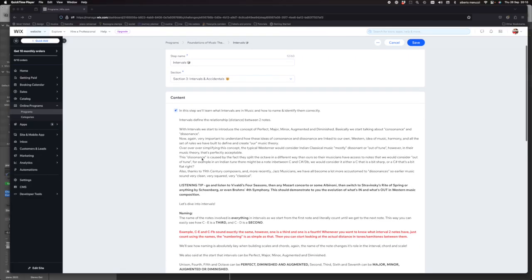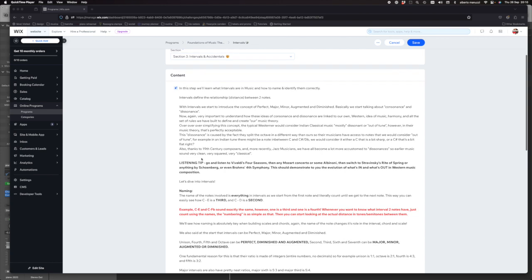Intervals. This is a huge, huge topic. Intervals define the relationship between two notes, so the distance between two notes. By now, the naming of the notes and also the half step and full step should be clear, including the fact that between E and F there's a half step, or between B and C there's a half step. Really, really important.